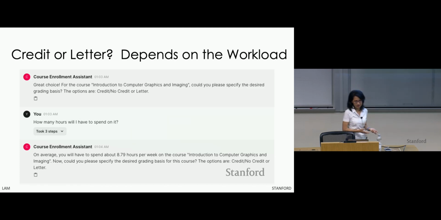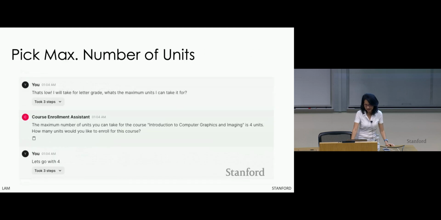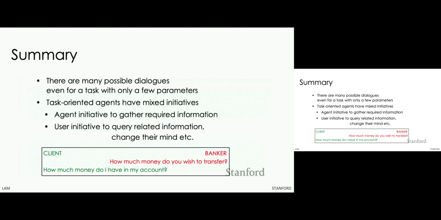So therefore, the agent says, on average, you have to spend about that many hours. I answer it, and then it goes back and asks you what is the grading basis that you want. Okay, so you see, it goes back and forth. And then at this point, you say, okay, I will take it for the letter grade. What's the maximum units I can take it for? And then it goes on. I give you the units, and then they say, oh, I want it before, and so forth.